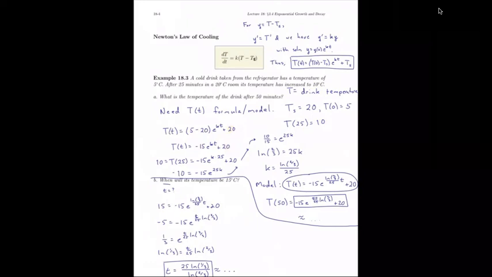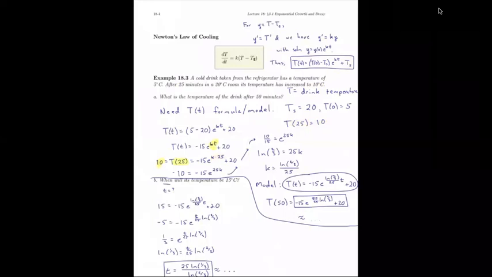Okay, and then we just need to find K. K is our mystery here in this thing, and the way we find K is the way we always have. The information we haven't used yet is this one. At the 25th minute, the drink has cooled to, or is warmed to 10 degrees. So now I'll say 10 equals T of 25, the temperature at the 25th minute. And then for my T variable, time, I plug in 25.